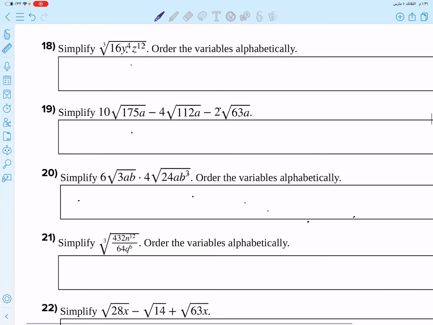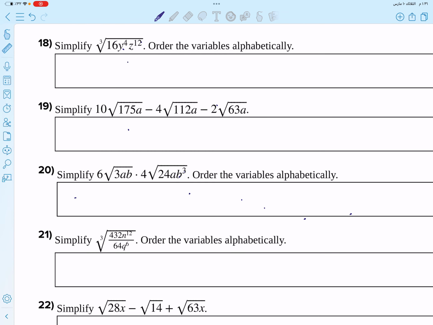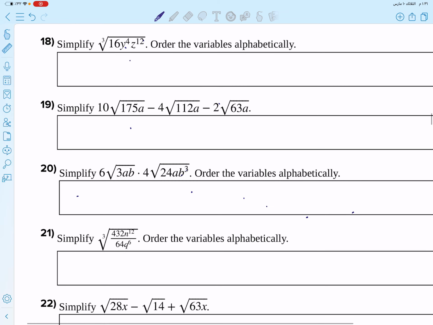Question number 18. Simplify the cube root of 16 y to the power 4 z to the power 12. Order the variables alphabetically. Okay, so I have the cube root of 16, so I can write 16 as 8 times 2. Y to the power 4, I can write as y to the power 3 times y, because 4 I can't divide by 3, so I separate 3 and 1, because y to the power 3 I can divide 3 by 3. And I have z to the power 12.